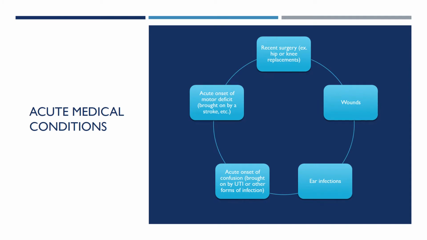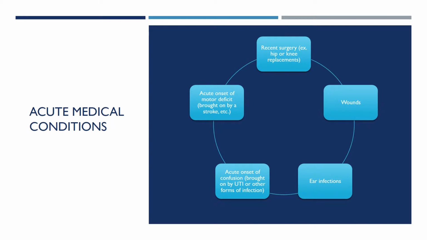Some acute medical conditions that can increase an elderly patient's risk for falling are recent surgeries, wounds, ear infections, acute onset of confusion related to a UTI or any other infection, and acute onset of motor deficits.